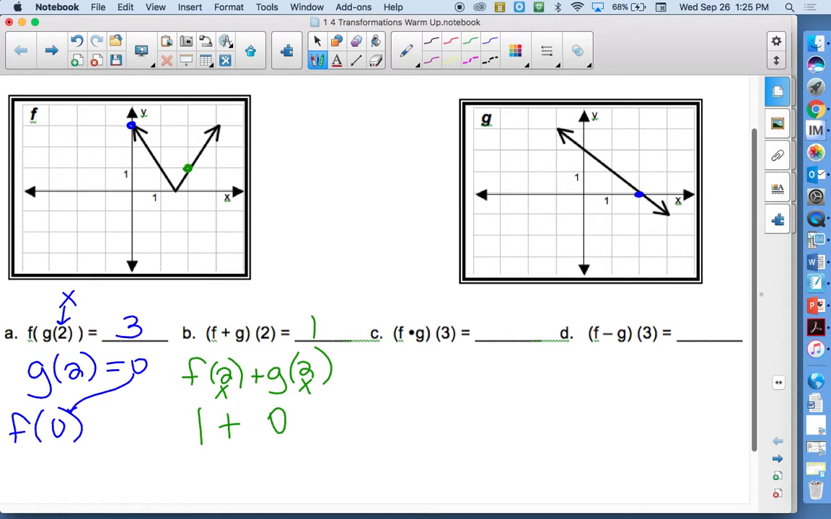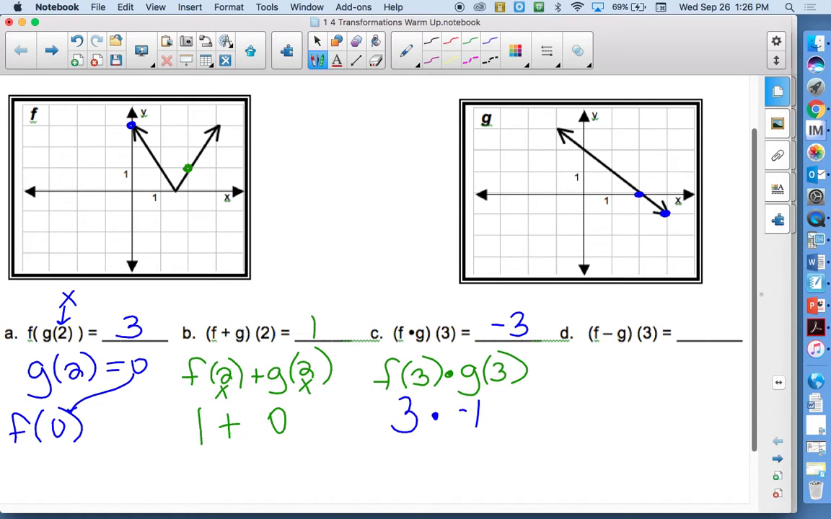Libby, what's letter C asking you to do? It's asking you to do the f of 3 times g of 3. Right, so that is a times sign there. We're finding f of 3 times g of 3. Libby, what is f of 3? 3. g of 3 is -1. Yeah, that's this number right down here, that y value. So that gives us -3.